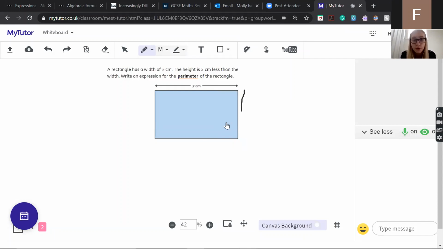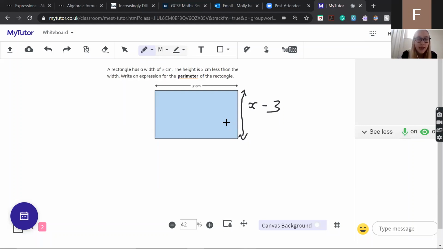So you know that the height is 3 centimeters less than the width. That was a really badly drawn arrow, sorry. So similarly to before, you take the width and we subtract those 3 centimeters that we have. And now we just use that to work out what the perimeter will be. Well, how do we find the perimeter? We add together all of the side lengths.